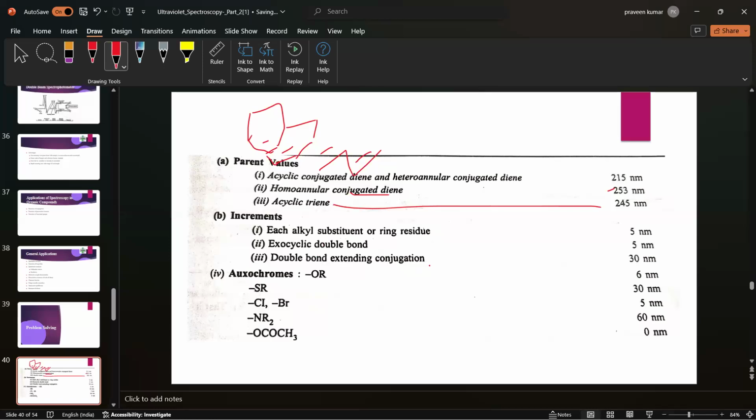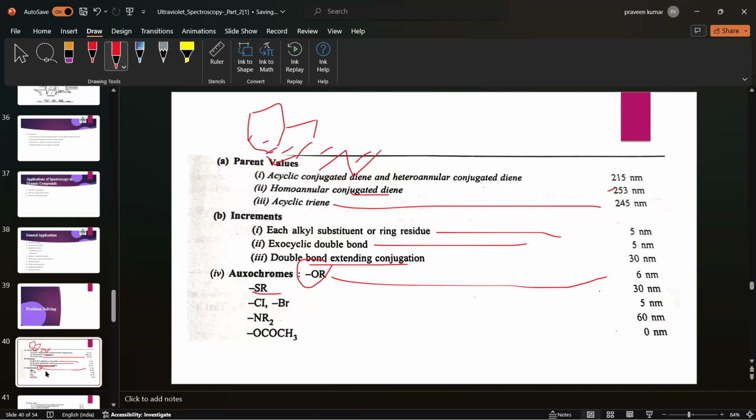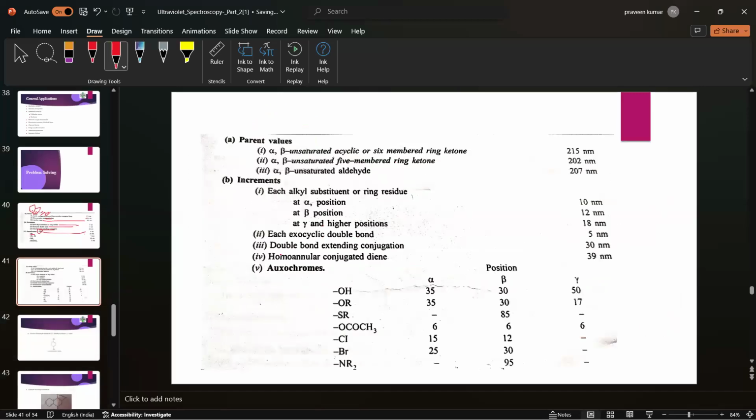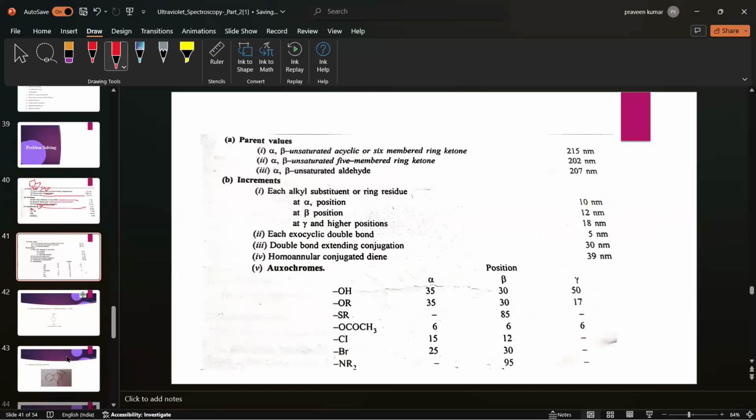Each ring residue adds 5 nanometers, an exocyclic double bond adds 5 nanometers, and a double bond extending the existing conjugation adds 30 nanometers. Then there are specific functional groups: if there is OR, we add 6. If it is SR, we add 30. Chlorine and bromine add 5, NR2 adds 60, and OCOCH3 adds nothing. If they mention solvents, those also have values.